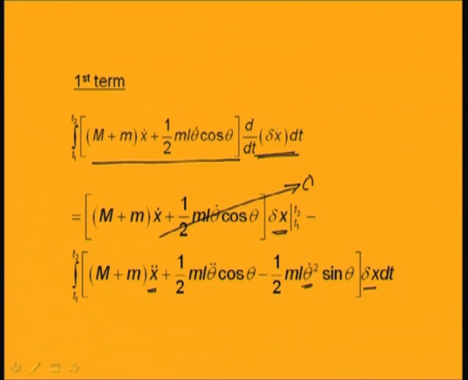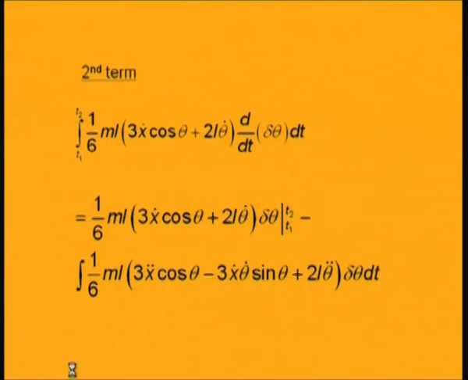In this way you should integrate it by parts. Using integration by parts, this term you have seen is equal to 0 and the remaining term is this. Similarly, you can carry out the second term. It is equal to 1 by 6 m l 3 x dot cos theta plus 2 l theta dot, d by dt delta theta dt. So, this is the first function you can take, up to this, and this is the second function.